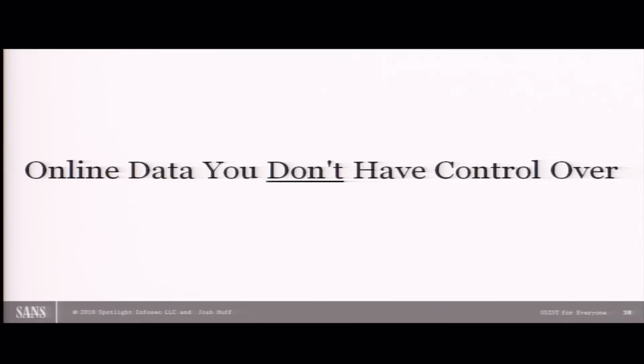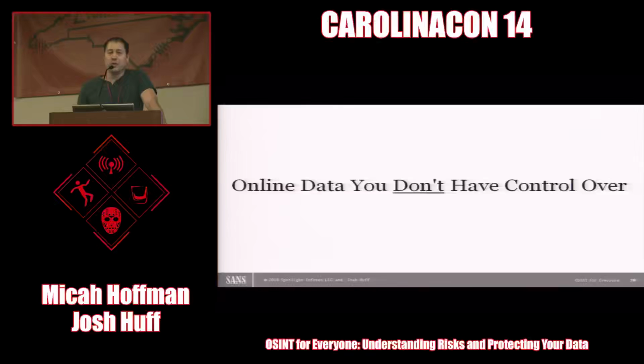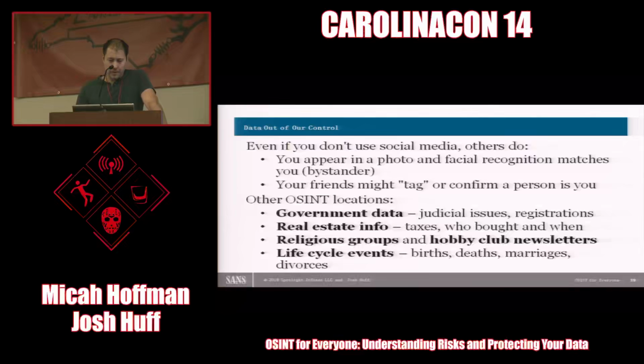All right, so again, those are things you obviously have control over. We'll touch on some data that you don't necessarily have control over here. There are all sorts of things in the vein of public record, real estate information, affiliations that you may have to other groups that post their own information via newsletters, things like that, as well as the increasing technology of facial recognition.